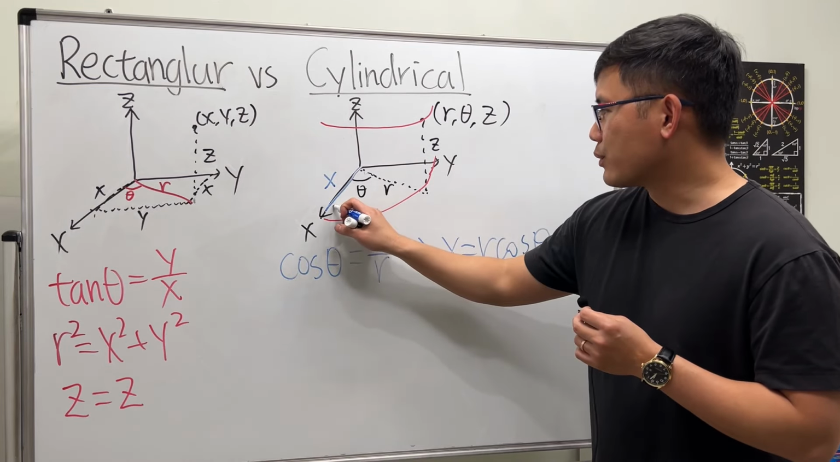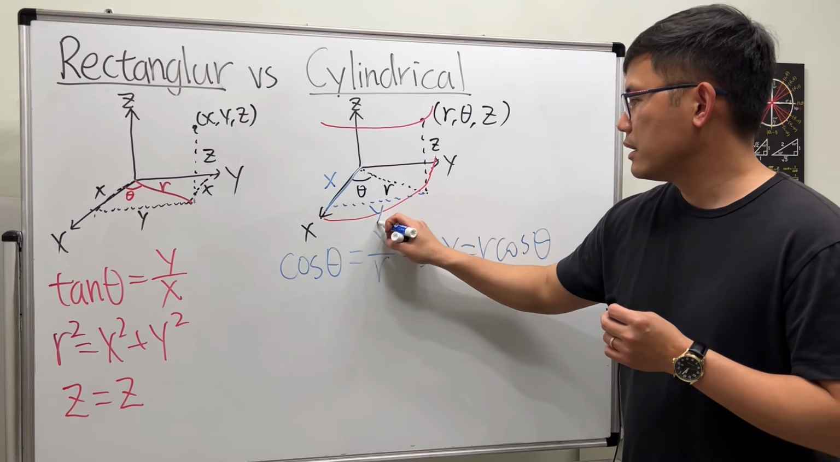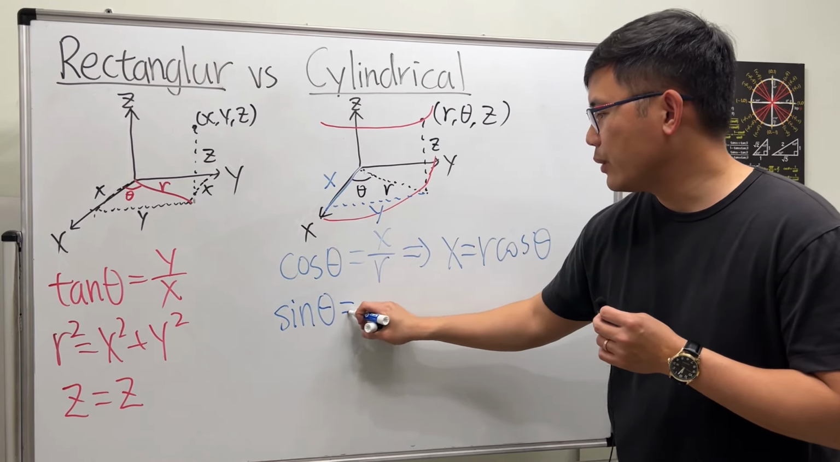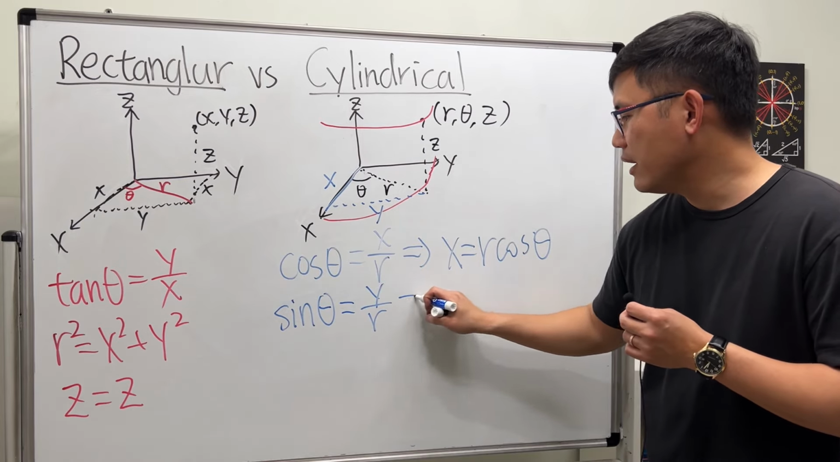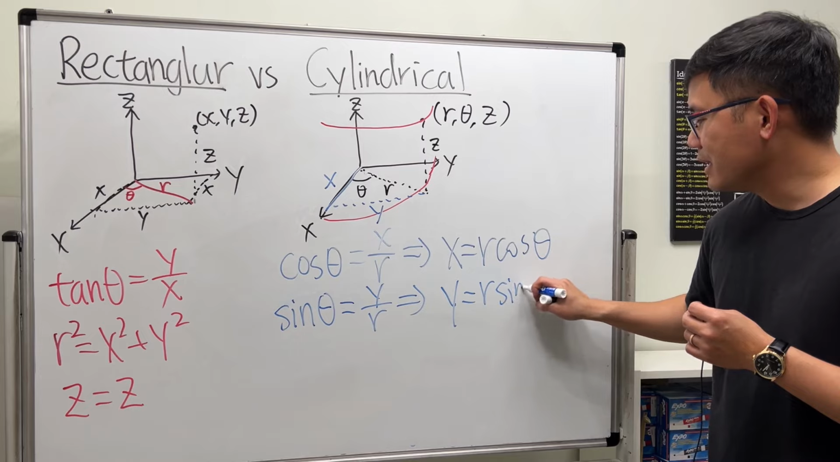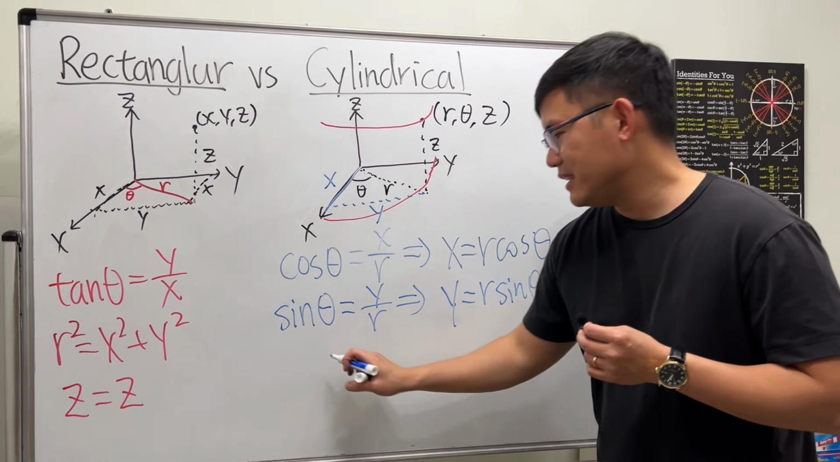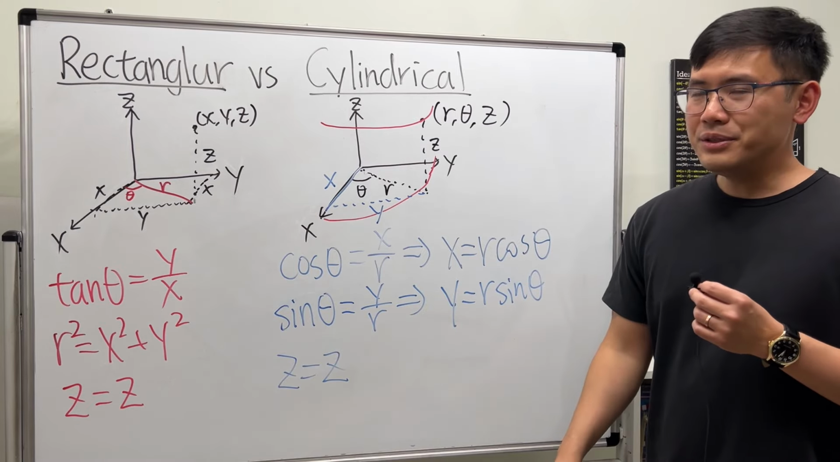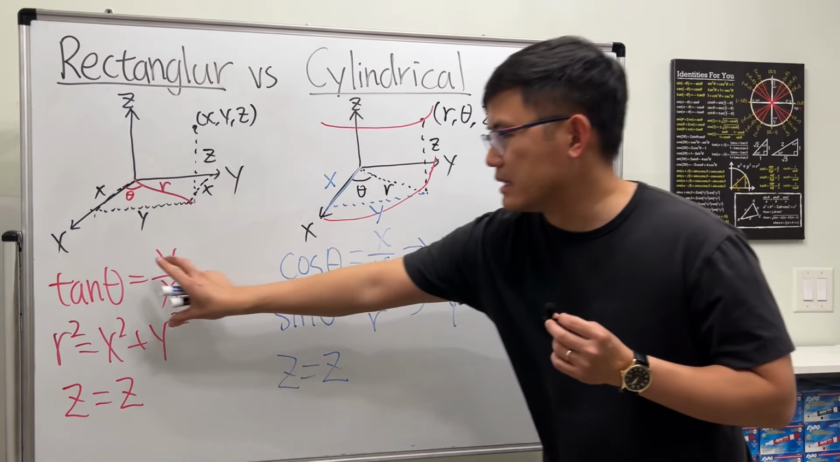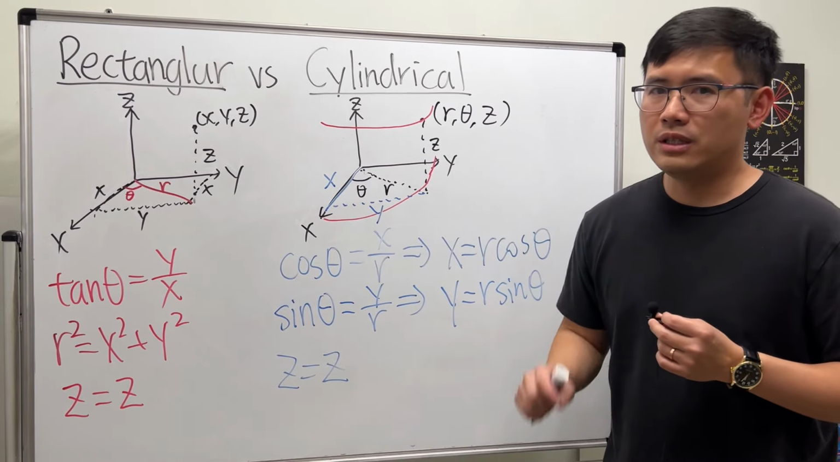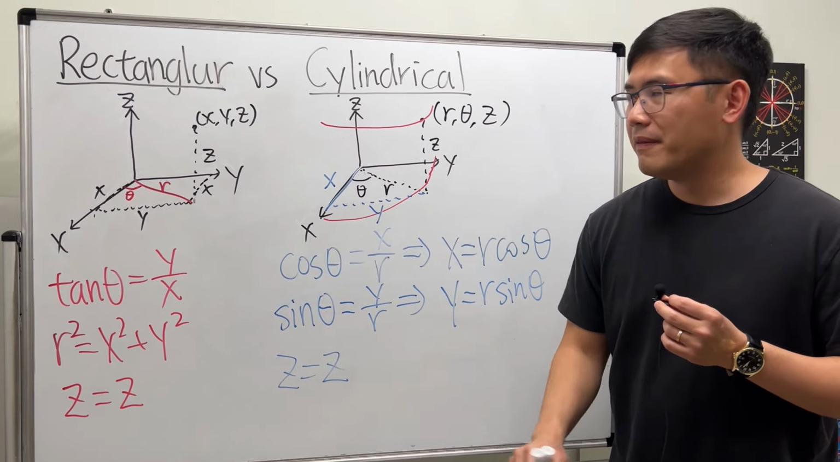And then for the y direction, well, it's just going to be the opposite, which is sine. And then we have sine theta equals y over r, and then multiplying r on both sides, y equals r times sine theta. And lastly, z is just equal to z. So as you can see, this right here is not so bad because these equations are what we saw in the 2D case as well.